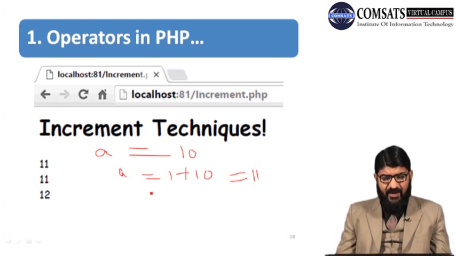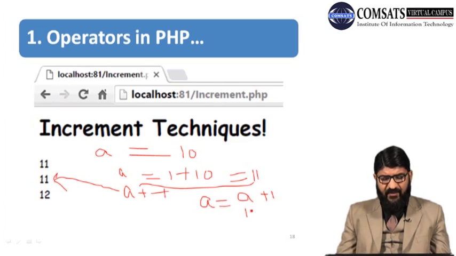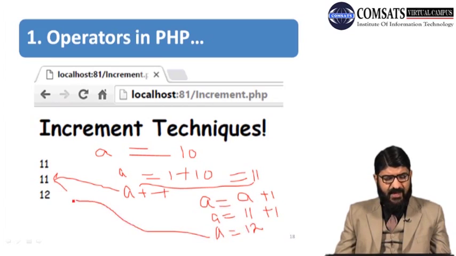Now the post-increment, where it is written as a++, a has this value, so that value is displayed over here as 11, and then a is incremented by a = a + 1. So a has the value of 11 plus 1, and now a will have the value of 12, so the incremented value will be 12, that is displayed here. In this way we will have 11, 11 and 12.